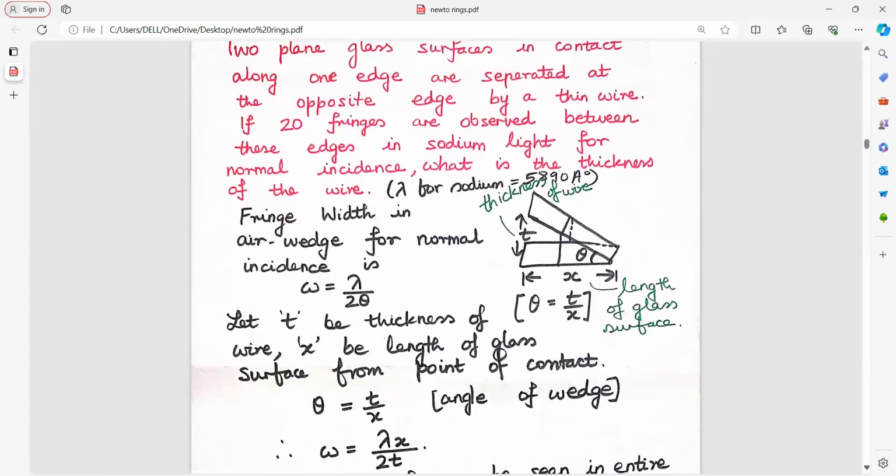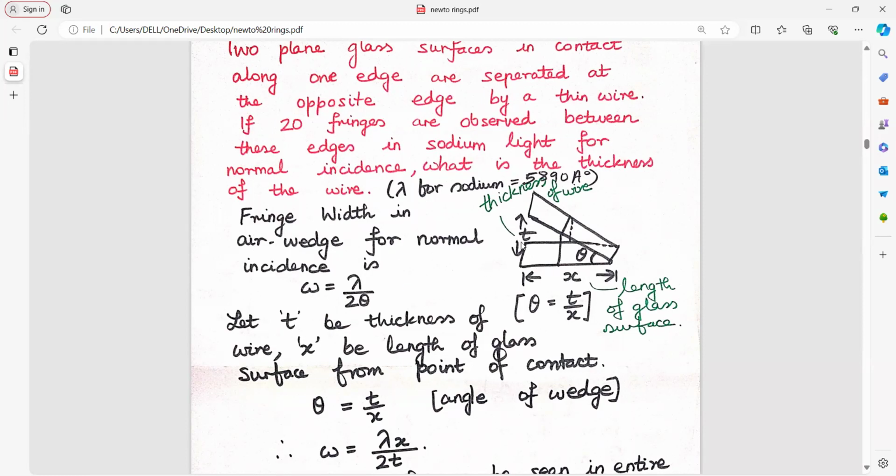Two plane glass surfaces in contact along one edge are separated at the opposite edge by a thin wire. If 20 fringes are observed between these edges in sodium light for normal incidence, what is the thickness of the wire? See, in the numerical itself, they give you the condition for normal incidence. So let us see the diagram. See, this will be the thickness of the wire. This will be the length of the glass surface here. And omega is equal to lambda upon 2 theta.